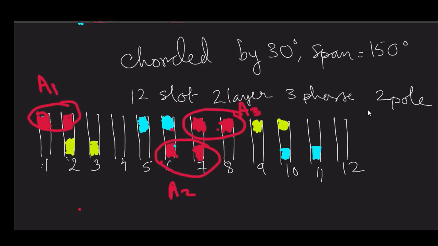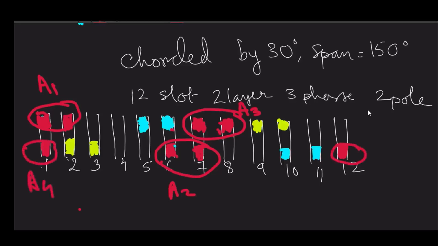Now what about the other end? So 7, where should I place it? We need a 150 degree coil span electrically. So 7 plus 5, that is 12. So let us occupy the bottom layer of 12. Then what about 8 plus 5, that is 13, 13 minus 12, 1. So we have to occupy the bottom layer of slot 1. So these two will form A4.